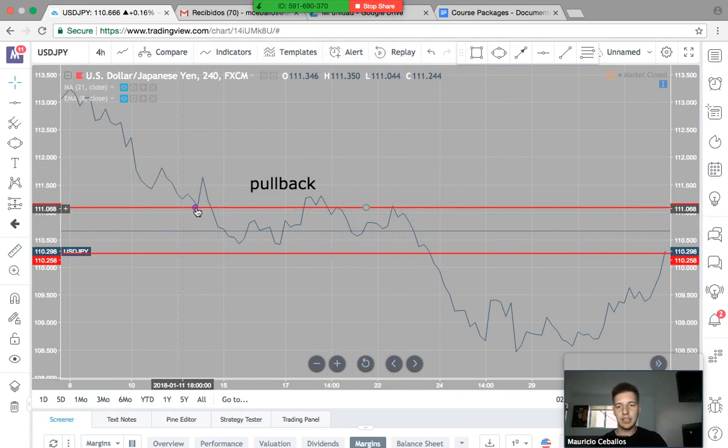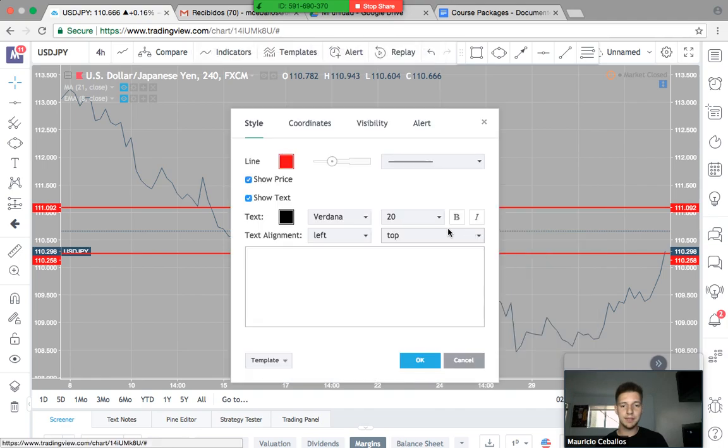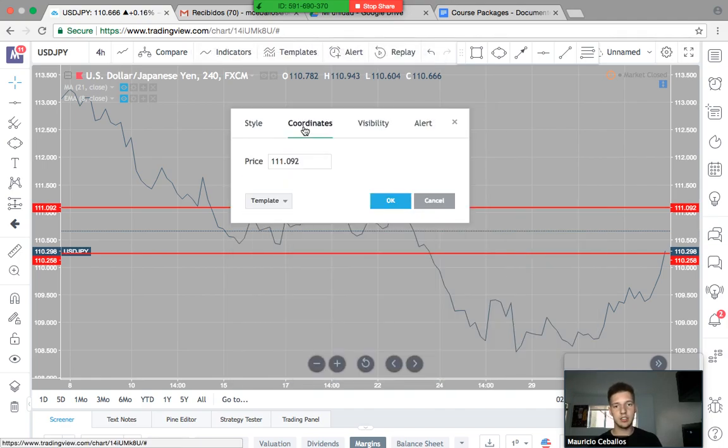The next step, now that we've identified that this is our pullback, an important level in the market that was respected before as a support and now respected as a ceiling, is to round it. We want to round it to the nearest 100. So in this example, I'm going to right click, format, and go to coordinates. What's the closest 100 to 111.092? The closest 100 is going to be 111.100. So I put 111.100 and place OK.